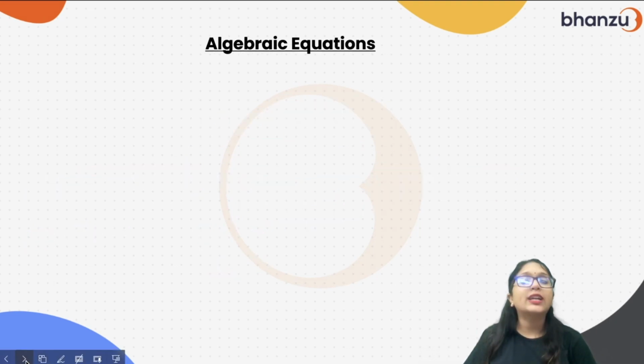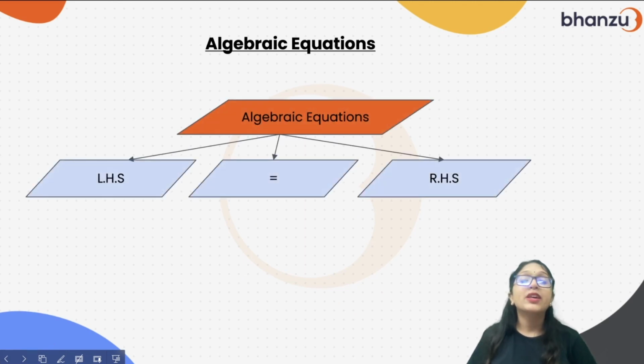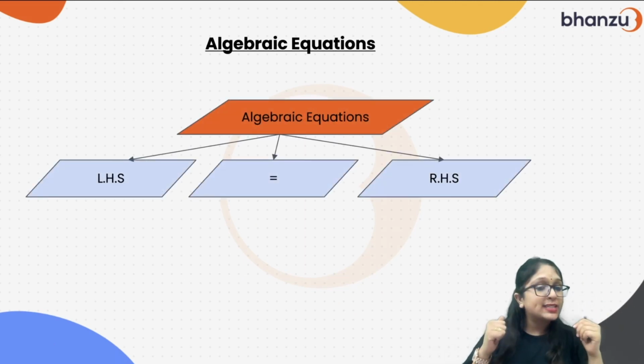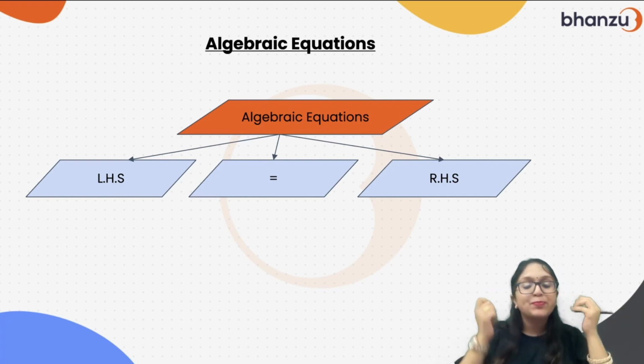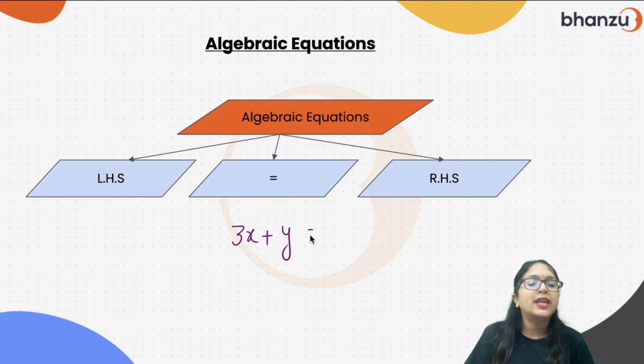Let's see what an equation is. In the equation, we can see that the left hand side should be equal to the right hand side. There should be an expression on the left hand side and an expression on the right hand side. Let's see. If I write 3x plus y equals 9, what do you think? Is this an equation? Yes, this is.